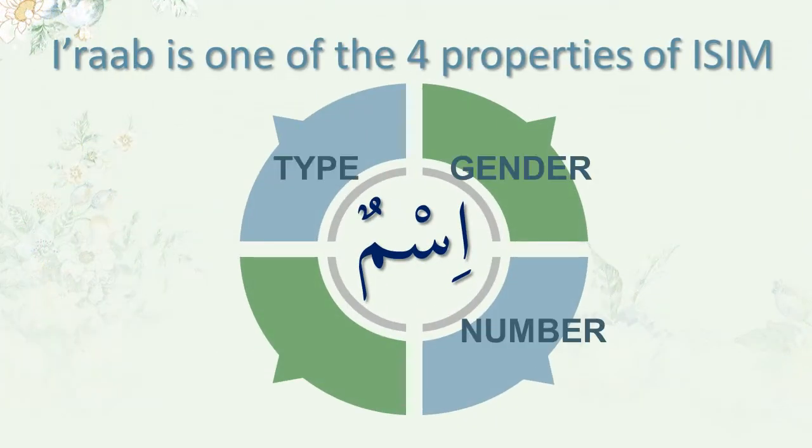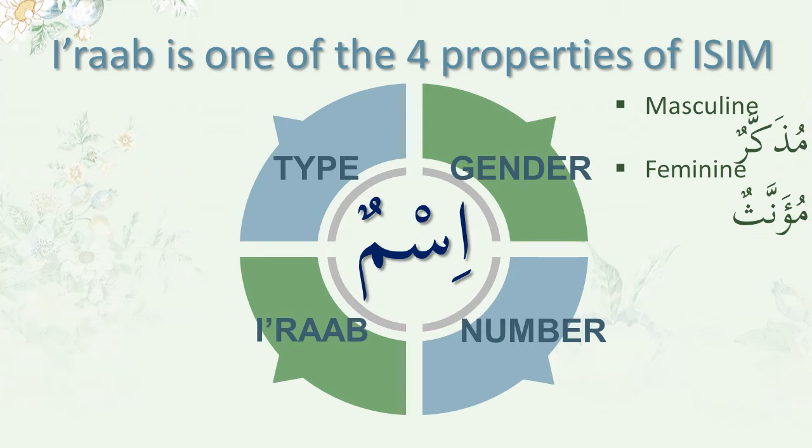In the previous lessons, we've learned that every Isim has 4 important characteristics in terms of grammar, and Iqrab is one of them. One of the properties of Isim is gender. Every Isim is either masculine, muzakkar, or feminine, mu'annas. We've discussed this in lesson 5.